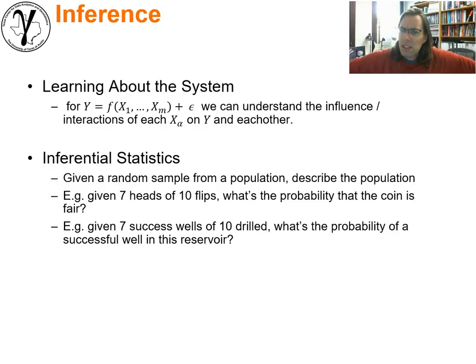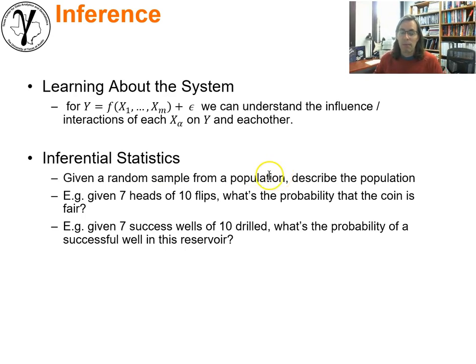Inference. Inference is about learning about the system. If we had some type of system, f of x1 through xm, plus an error term being equal to the response, we want to understand the influence of all the x's on each other. In fact, one way to look at it is that inference is all about understanding the underlying system, not for the pure purpose of prediction, but to understand the system. And so let's think about inferential statistics. How does that work? Well, an inference problem in statistics would be, given a random sample from a population, describe the population, infer the population.